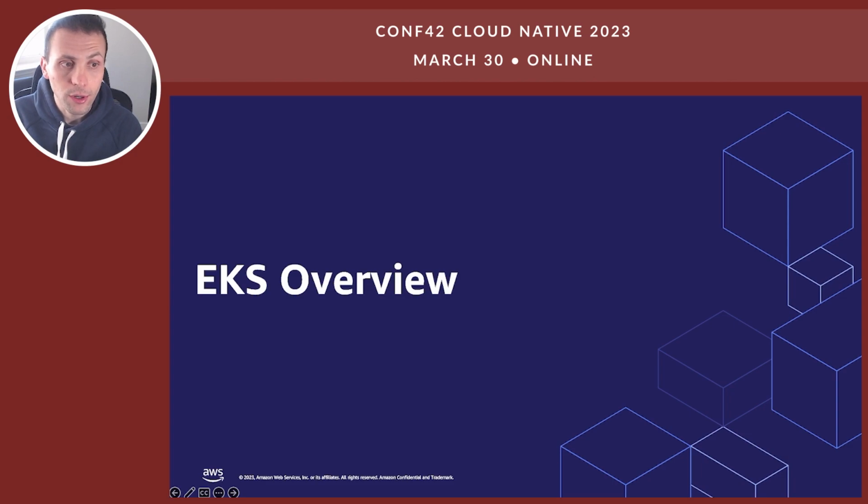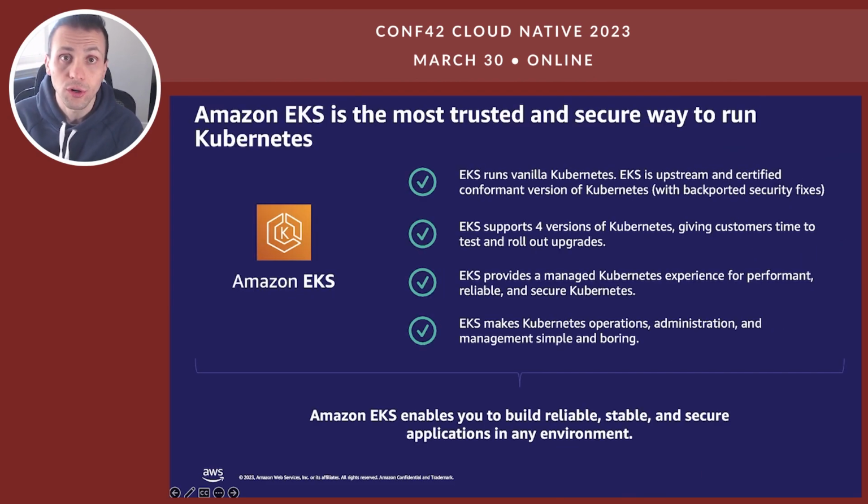So moving forward, let's do an overview of EKS. EKS is short for Elastic Kubernetes Service. It's a managed service on AWS. EKS actually runs on vanilla upstream Kubernetes. It's also certified Kubernetes conformant for specific Kubernetes versions. At any given time, EKS currently supports 4 versions of Kubernetes, which gives you as a customer time to test and roll out upgrades.